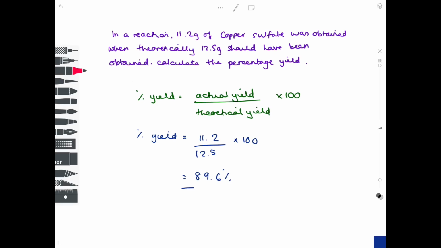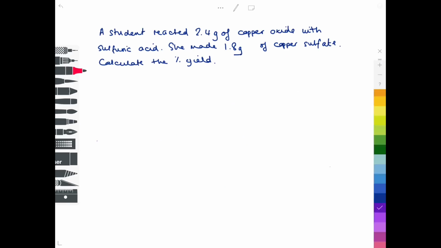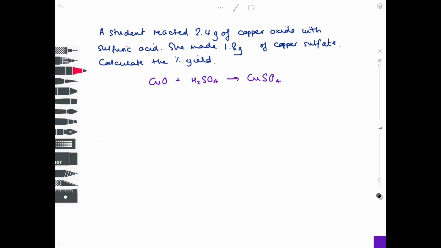Now they can be more difficult than this, so I'm going to show you that example now. So let me talk you through a slightly more complicated version. So a student reacted 2.4 grams of copper oxide with sulfuric acid. She made 1.8 grams of copper sulfate. Calculate the percentage yield. So as always, we need to start with a balanced symbol equation. So that will be copper oxide plus sulfuric acid, which is H2SO4, forms copper sulfate, CuSO4 plus water. And then step back and double check that it is balanced, and it is. And we're going to use my favourite table as well, obviously, because I never do a mole calculation without it.